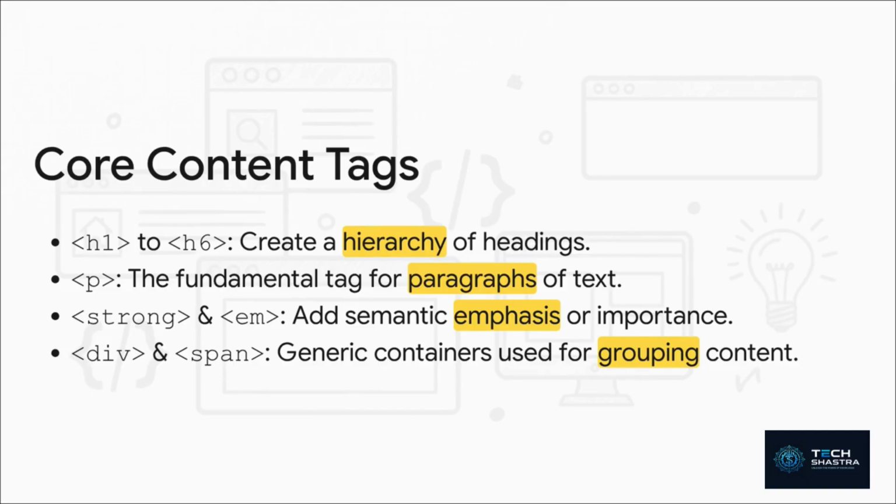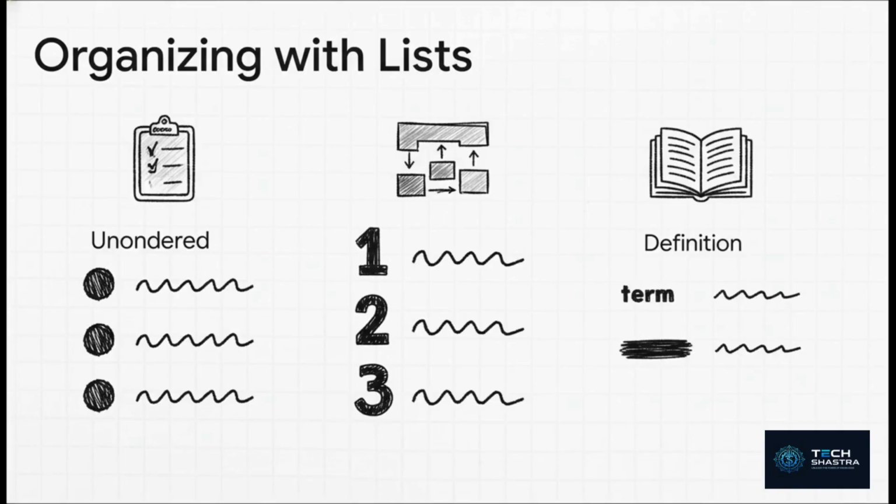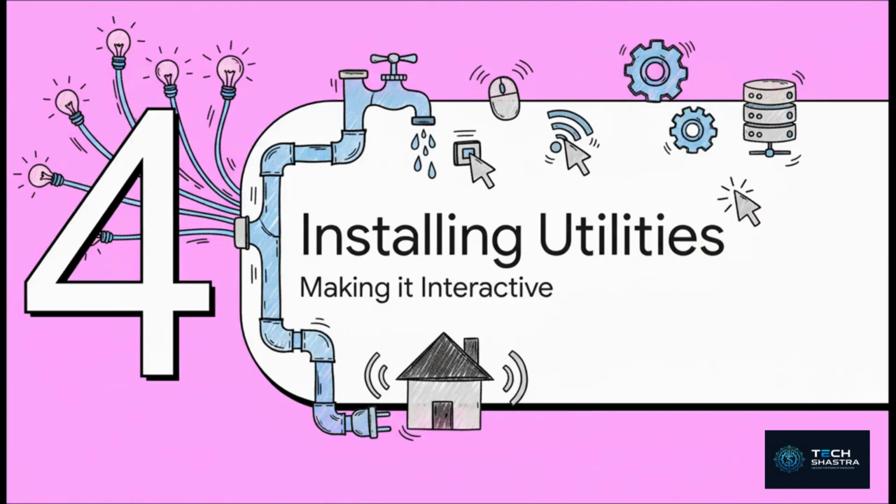which is a really big deal for both accessibility and SEO. Whenever you have a group of related items, you should be using lists. An unordered list, or UL, is for your classic bullet points. An ordered list, OL, is for numbered steps like instructions. And a definition list, DL, is perfect for things like glossaries. You can even nest lists inside each other to create outlines and more complex structures. It's super powerful.